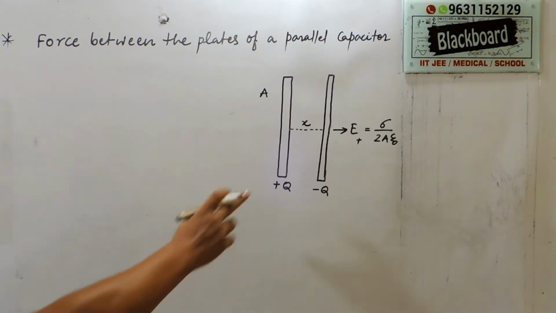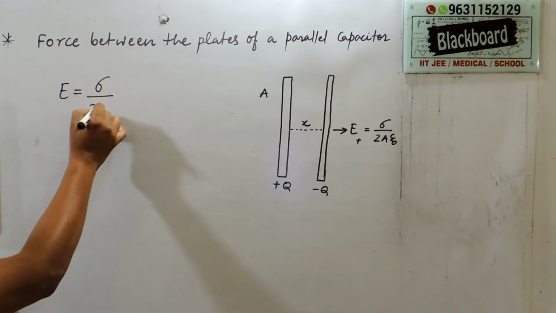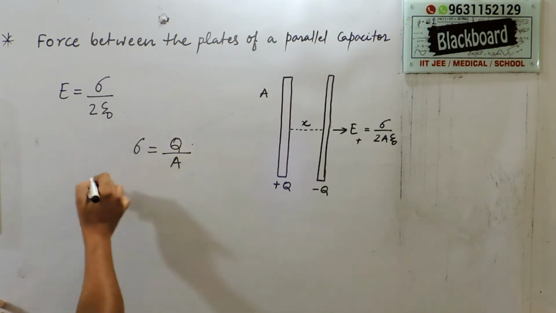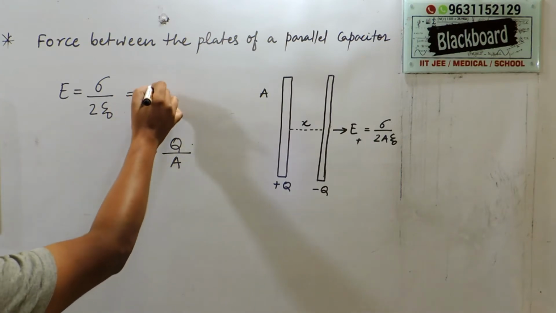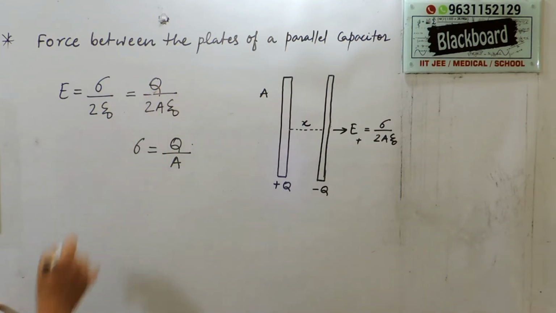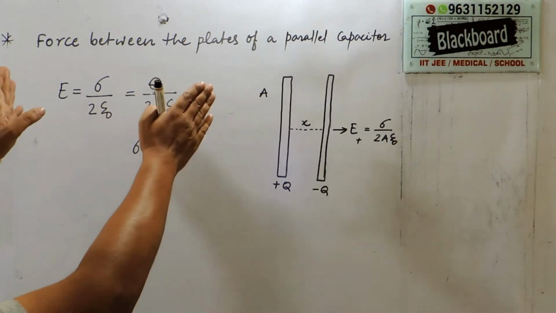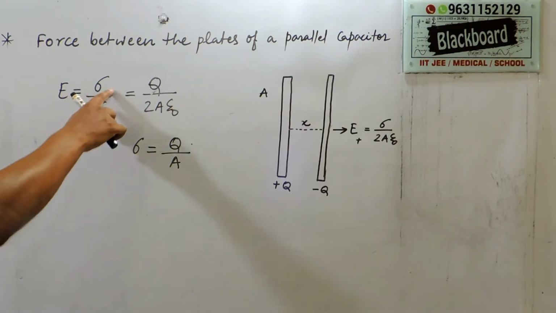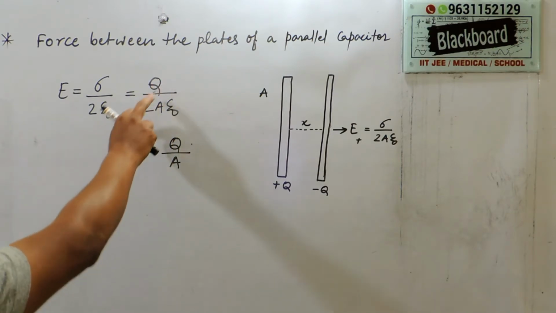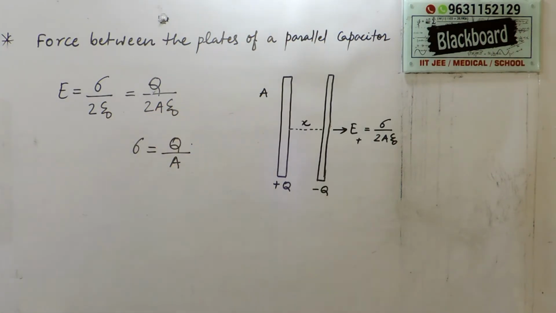The electric field due to the plate is E equals sigma over 2 epsilon naught, where sigma is the charge density, which is q by A. So you can write this as q over 2A epsilon naught. This is the electric field due to the positive plate at all points.